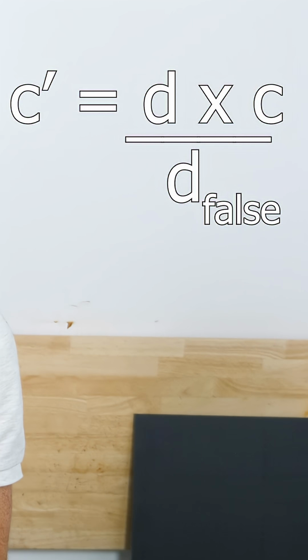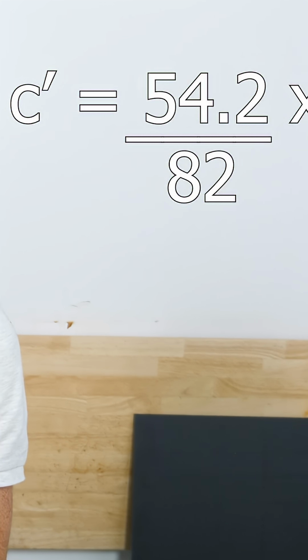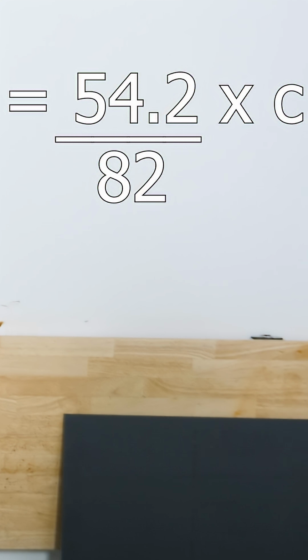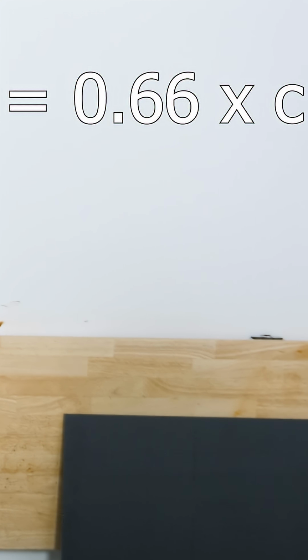In fact, I can calculate how much it has slowed down using the incorrect distance. The new speed of light is just the true distance divided by the incorrect distance times the actual speed of light. So if I just take 54.2 divided by 82, then I get the speed of light through the acrylic is only 66% of the actual speed of light.